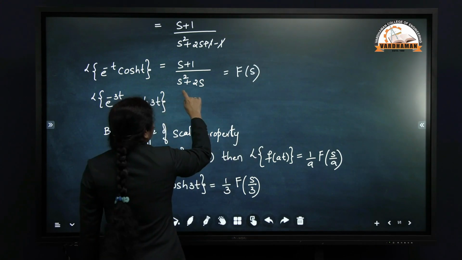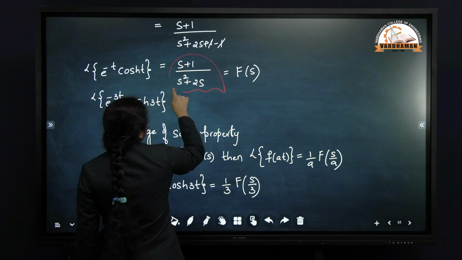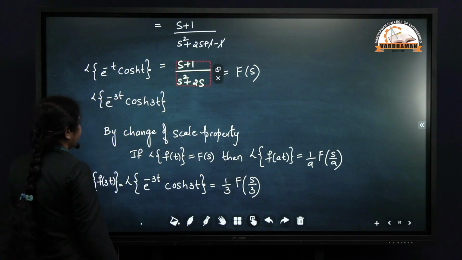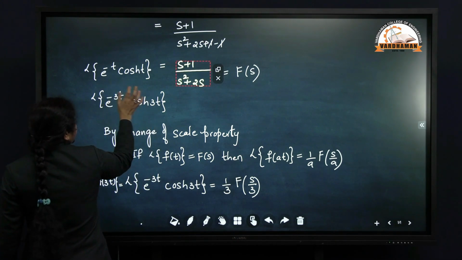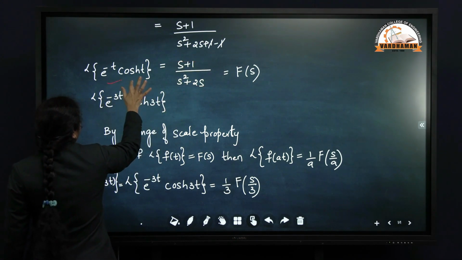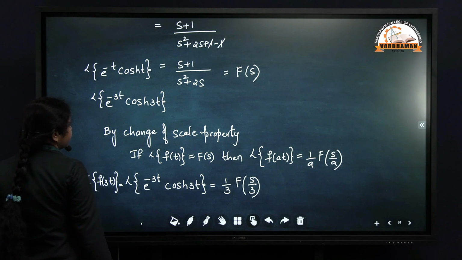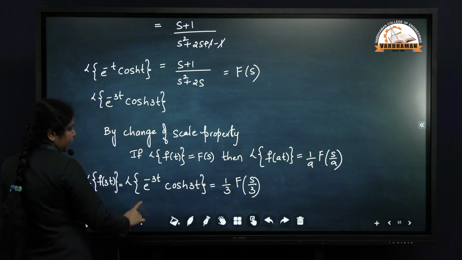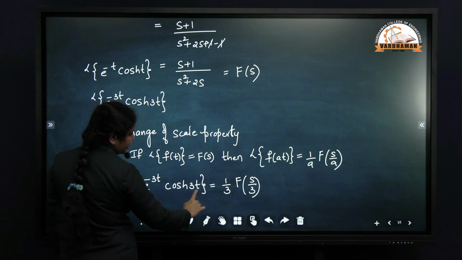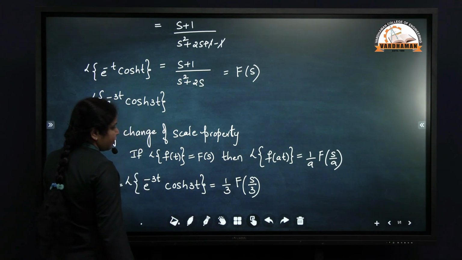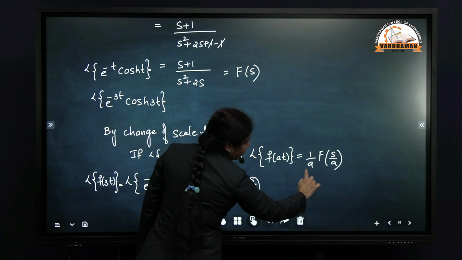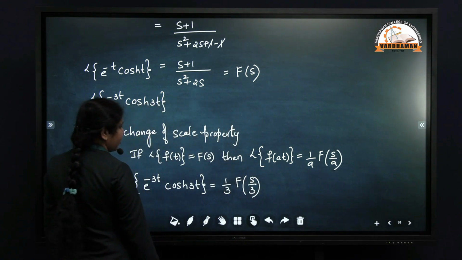Now in this result we have to change s with s by 3, where f of t equals e power minus t cosh t, then this function becomes f of a t. e power minus 3t cosh 3t becomes f of a t. So what is the Laplace transform of f of a t? 1 by a into F of s by a.